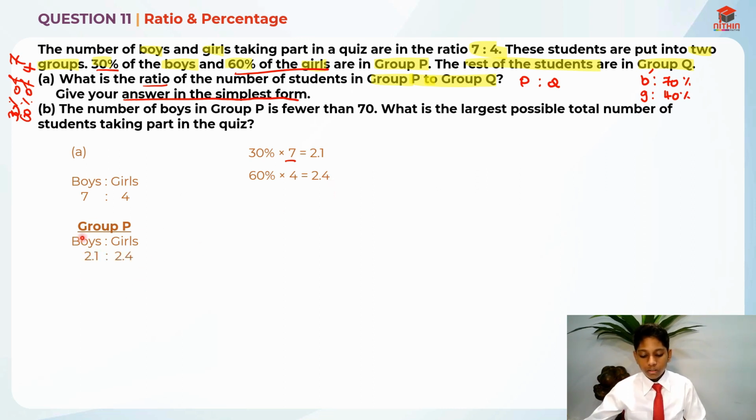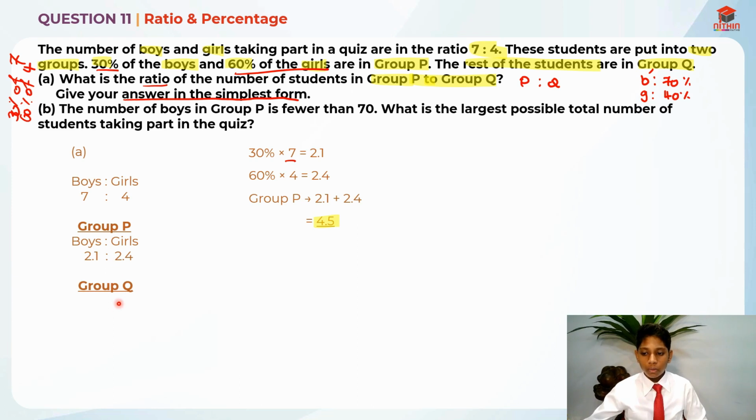Okay? Now for group Q. So before that, we are going to find the total for group P, because they are asking for group P is to group Q. So we need to know the total of group P and group Q in order to put the ratio. So the total of group P is going to be 4.5. So let me just highlight that so that we can reference to it later.